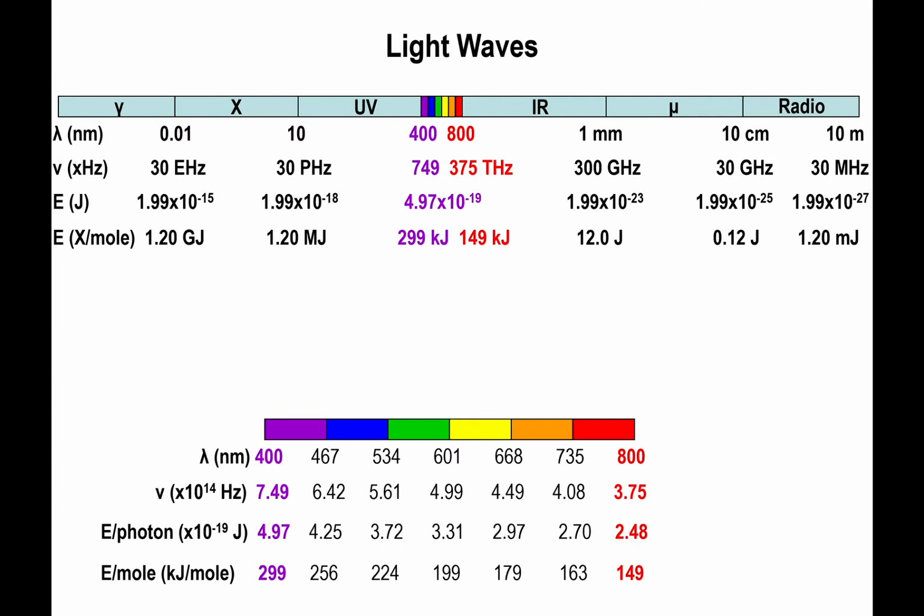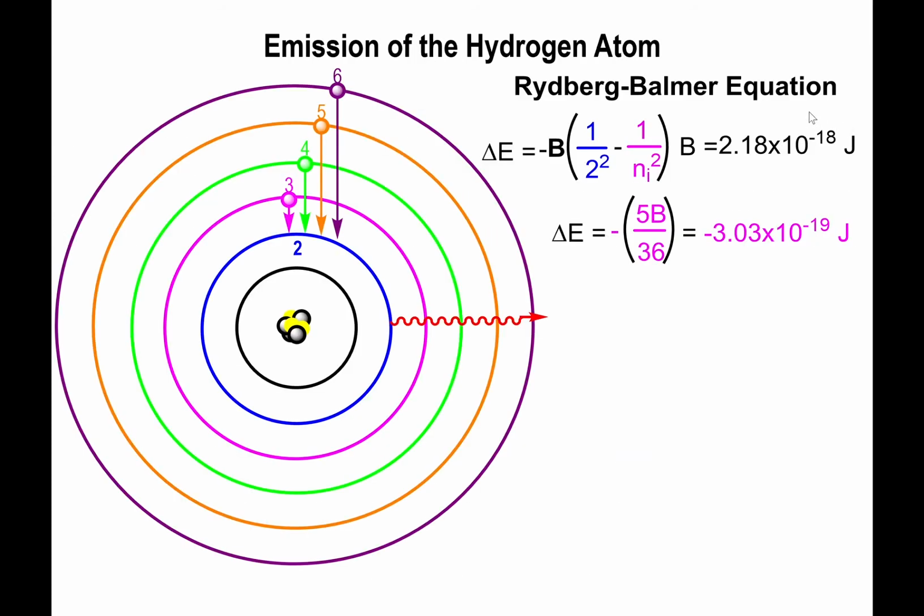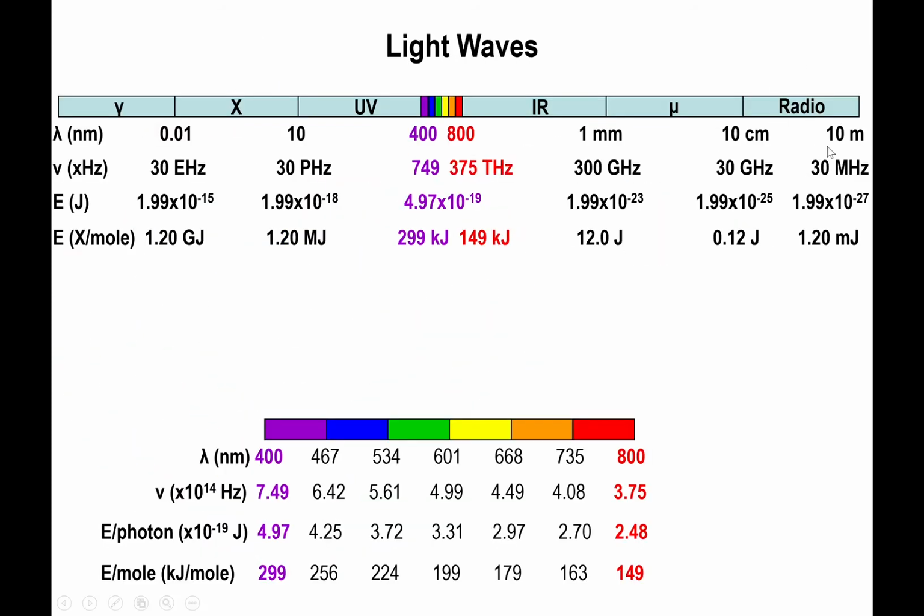So I'll have you do some of these calculations in the future, but to give you an idea of what you're looking at, you have the light spectrum, which comprises gamma rays, which are the ones with the lowest wavelength and by default the highest energy and frequency, and you go all the way to radio waves, which are the ones with the longest wavelength.